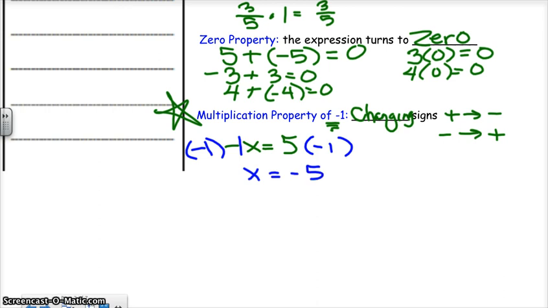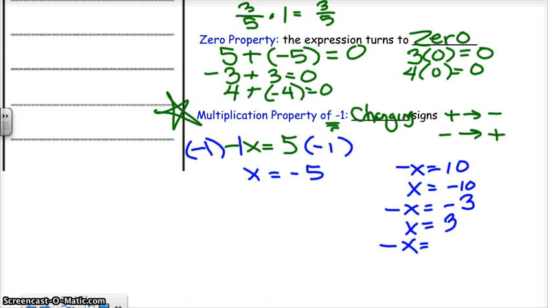I never go that in depth. I just know that I change everything. So if I had negative x is equal to 10, I'd say x is negative 10. If I had negative x is equal to negative 3, I would say x then equals positive 3. I just change everything. Do you see? Negative x is equal to negative 57, x would equal a positive 57. That's all applying this property.